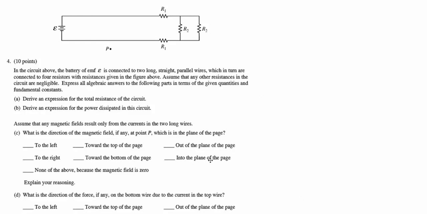Okay, this is number 4 from the 2010 Form B AP Physics B exam, and we're looking at a circuits problem with a little bit of EM tossed in there. And we've got our circuit, EMF is provided, we've got resistors R1 and R2, and we've got a point P referenced here. We're going to need to answer everything in terms of the variables given and any fundamental constants. And then we want to first derive an expression for the total resistance of the circuit.